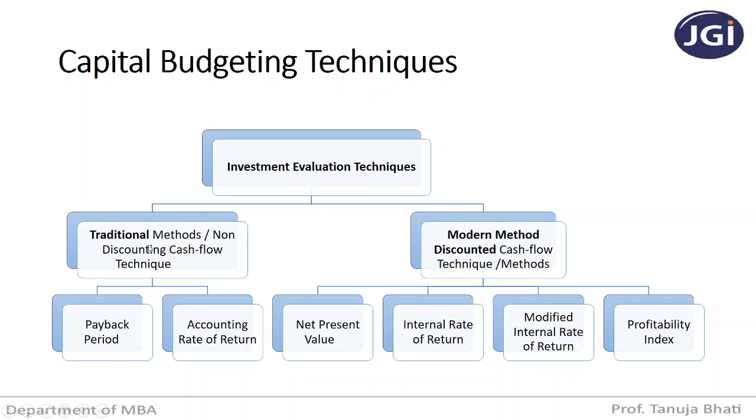The traditional method or technique is divided into two types again, payback period and accounting rate of return. And modern techniques is divided into four types, net present value, internal rate of return, modified internal rate of return, and profitability index. I'll just be explaining the theory now. In detail, the problem for each of the techniques will be covered by me in the next video lectures. So first traditional method is the payback period. This payback period is the most popular and most recognized under the traditional method.